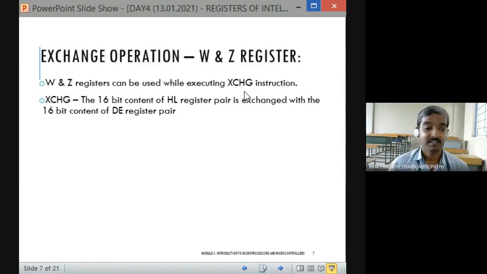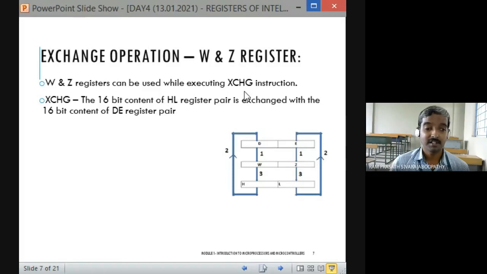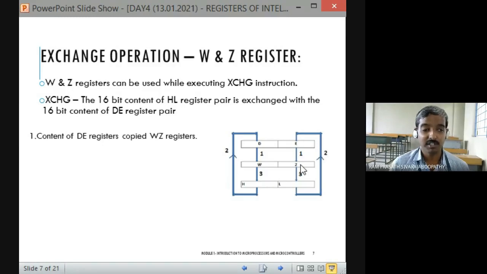Fine. Look at this picture well. What do you see in it? Look at the top, what do you see? DE register pair. Look at the bottom, what do you see? HL register pair. In between, we have the WZ registers. Clear? W and Z registers. Observe carefully. Look at what happens in the first step. Where the arrow is marked 1, look at what is happening. Everyone observe, from the DE register pair the content is copied to W and Z. First point.